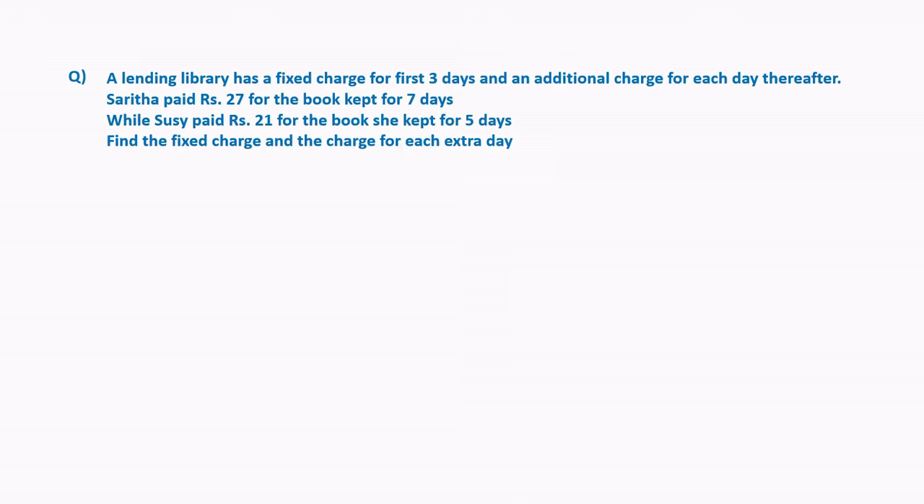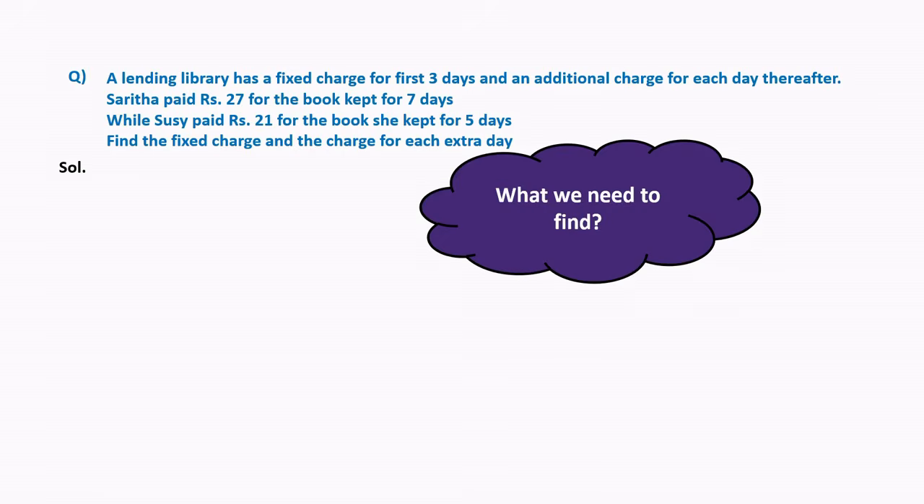Let's read the question. A lending library has a fixed charge for the first 3 days and an additional charge for each day thereafter. Saritha paid rupees 27 for keeping a book for 7 days, while Susie paid rupees 21 for keeping the book for 5 days. We need to find the fixed charge and the charge for each extra day. Now, let's begin the solution.